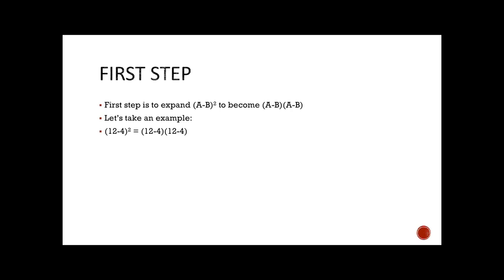So let's take an example, if you don't understand this. So 12 minus 4, everything squared, is equal to 12 minus 4 times 12 minus 4. This might seem a bit intimidating, but it's really just 8 squared is equal to 8 times 8. So what do we do next?